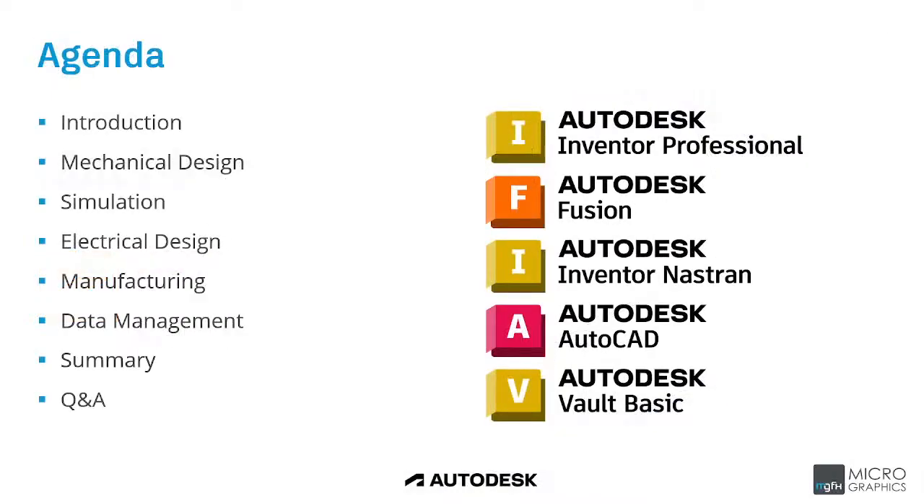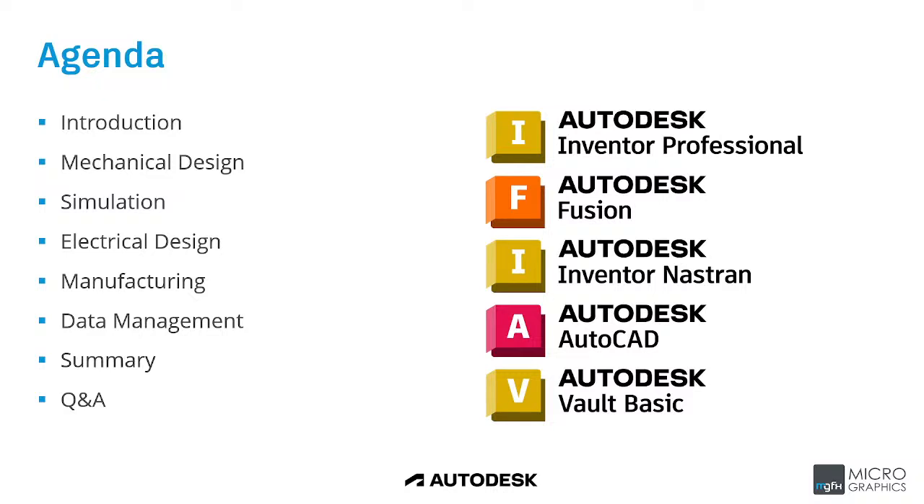So let's move into the agenda. On our agenda today, we'll have a short introduction, followed by the various sections of the design process for product development. We've got our mechanical design, simulation, electrical design, manufacturing, data management, on how we can manage all of that data, and then we'll close off with a summary and Q&A.